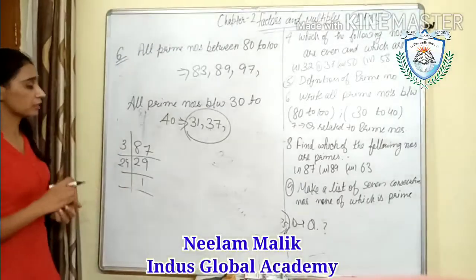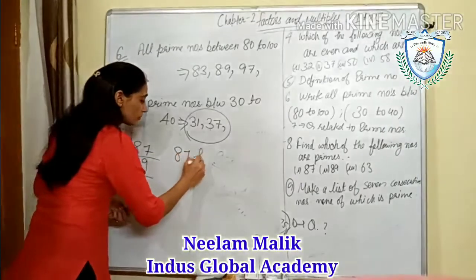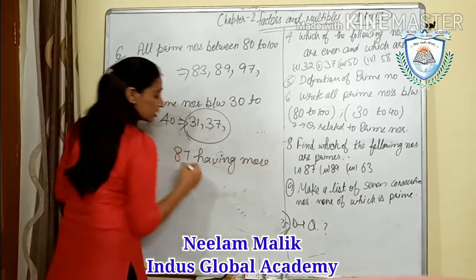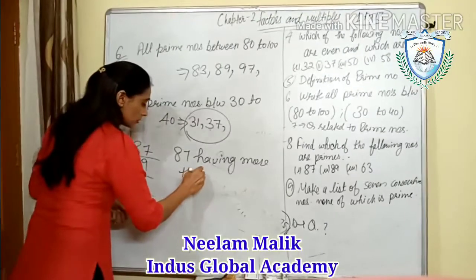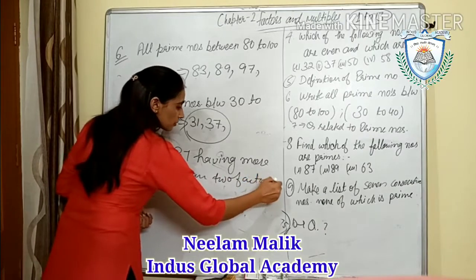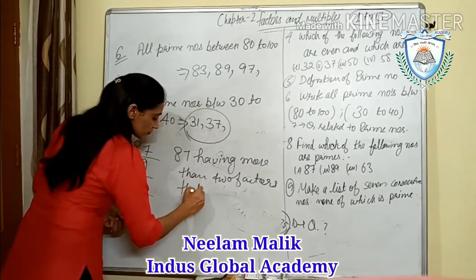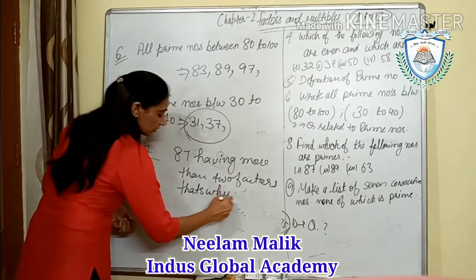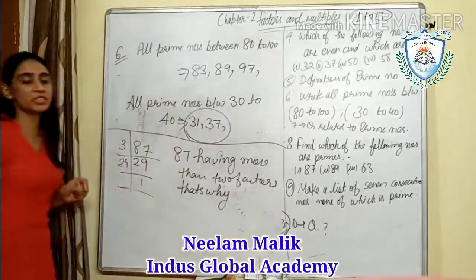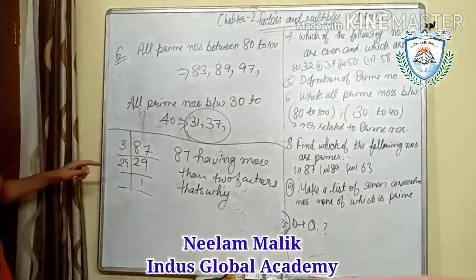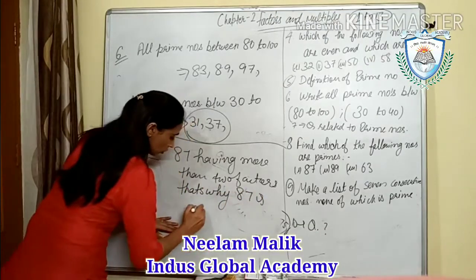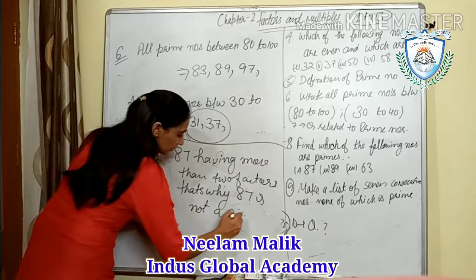87 is having more than 2 factors, or you can say 3 factors. That's why 87 is a composite number, not a prime number. Okay, so we will say that's why 87 is not a prime number.